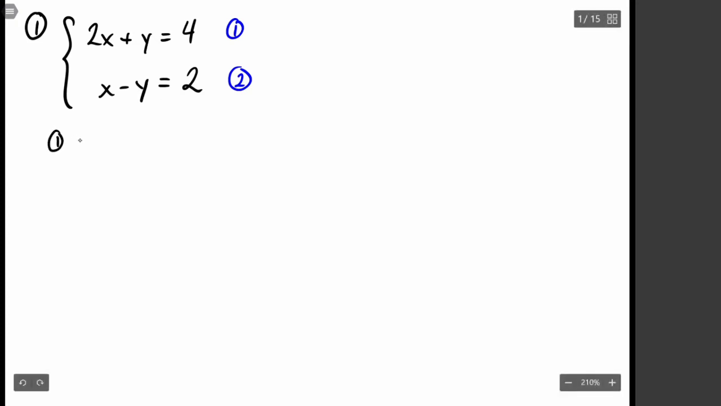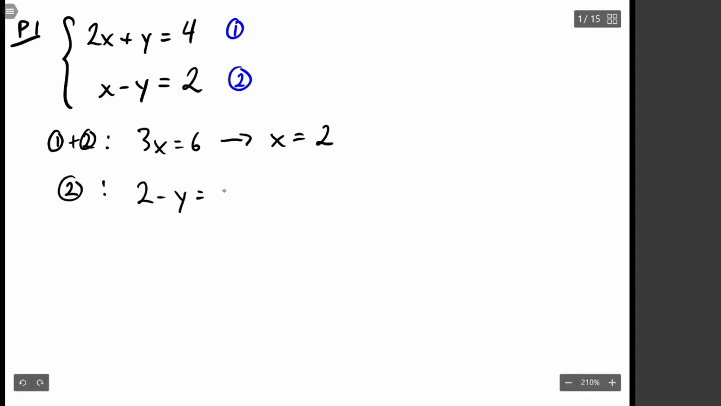So 1 plus 2. Maybe we should call this problem 1, P1. If we add 1 and 2 together, we get that 3x equals 6, and so x equals 2. We plug that into equation 2, and this says that 2 minus y equals 2, which will tell us that y is 4.